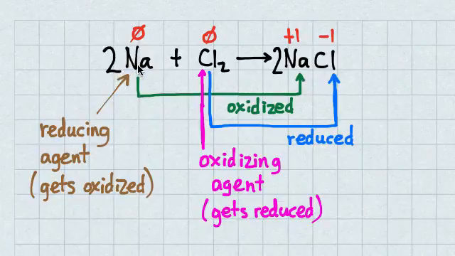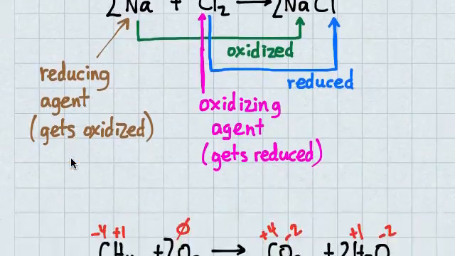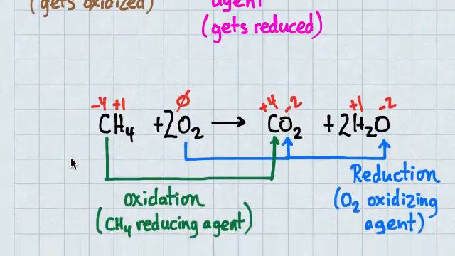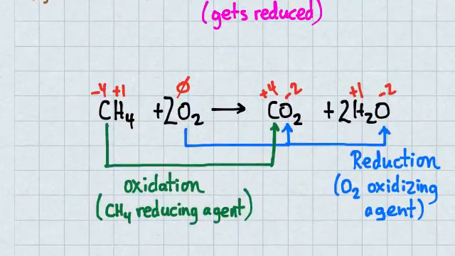So the sodium lost 1 electron to become a plus 1, gets oxidized. But that makes sodium the reducing agent. As crazy as this sounds, seems backwards, but it's not. If you think about it enough, practice it enough.